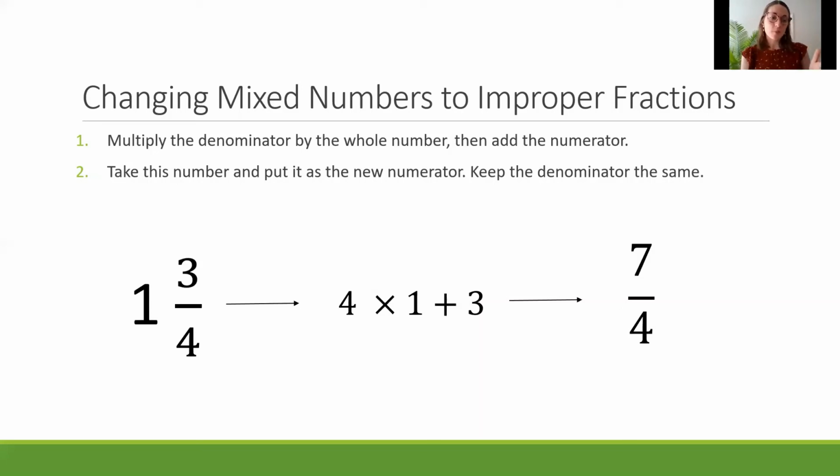So here we have 1 3/4. So we're going to take the denominator 4, multiply it by the whole number, which is 1, and then add the numerator, which is 3. So 4 times 1 plus 3. Well, 4 times 1 is 4, and then if we add 3 to that, we get 7. So the improper fraction would be 7/4 because we keep the old denominator from the original mixed number.